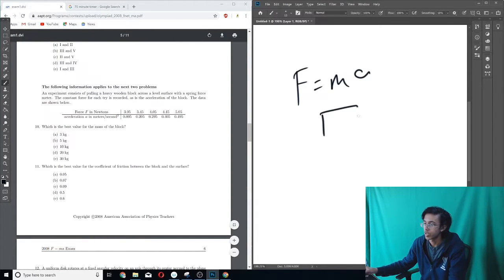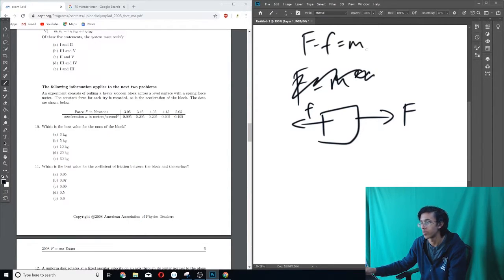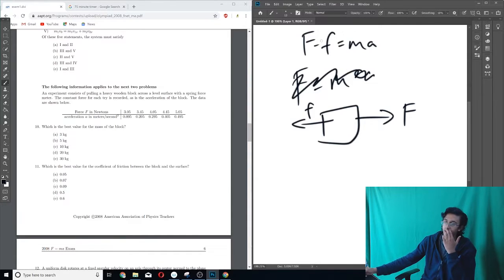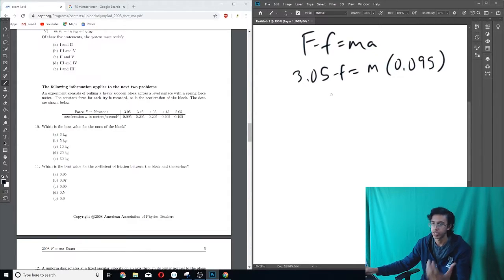So, basically we have our block, we have F this way, and we have friction the other way. So instead of F equals ma, we have F minus small f equals ma. So now we could just plug in for 2 of these equations with 2 of the trials, and then we should have a system of equations to solve. So let's do this. Alright, so the first trial we have 3.05 minus small f is equal to m times 0.095. And then for the second trial we have 3.45 minus f is equal to m times 0.205.